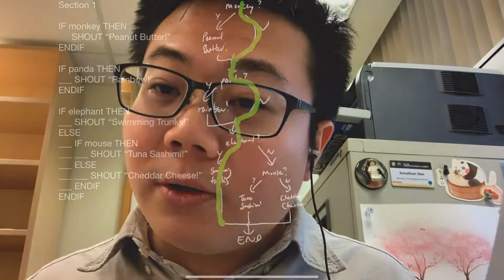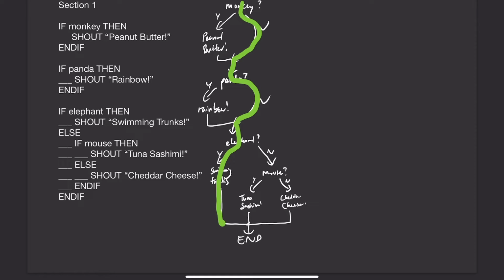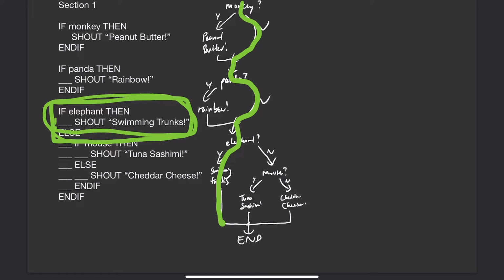Some of you might want to ask, what about the mouse? Squeak, squeak, right? Notice what happened. You went down the elephant path, right? So according to the instruction, you only do this part here. I know in the else portion, we checked for mouse, but we did not go down that path. The conditional did not tell you to check for mouse. So all you have to do is just shout swimming trunks. That's it. Okay? End of story.